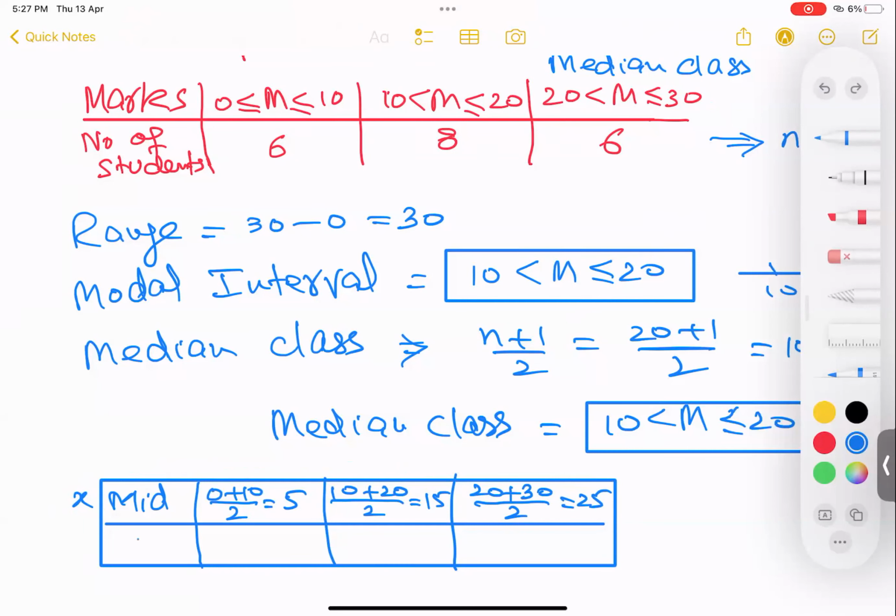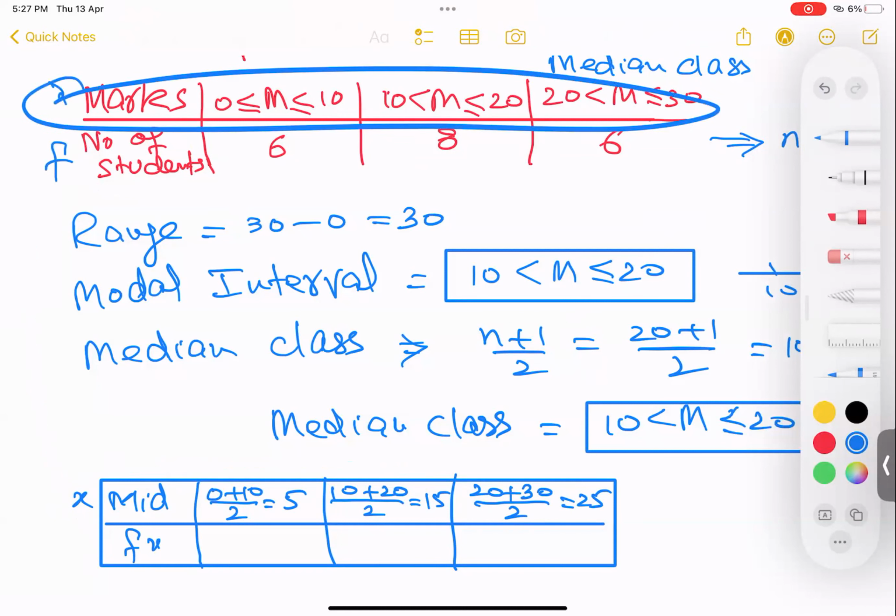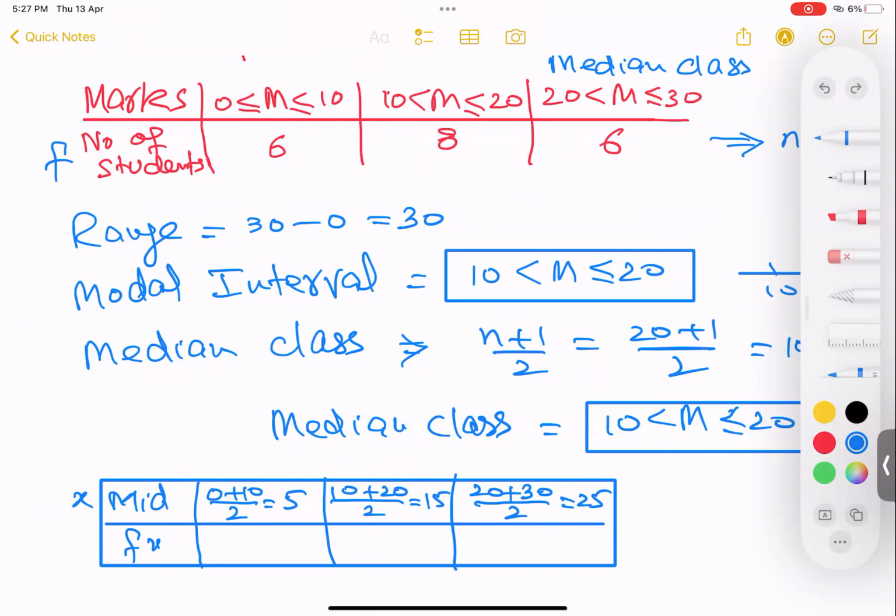And now I'm writing fx. This is called f, the frequency, my students. Now this value 5 and this 6 multiply. Why? Because this is x, this is f. So fx is the product. 6 into 5, I'm getting 30. And then this 8 into 15, 120. This 6 into this 25, multiplying, and I believe you're understanding what is going on.